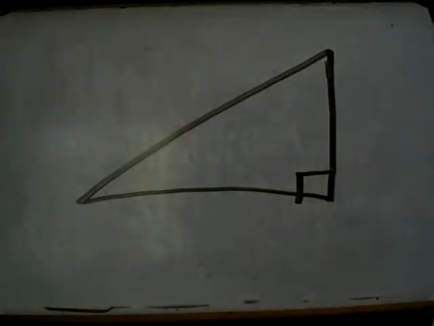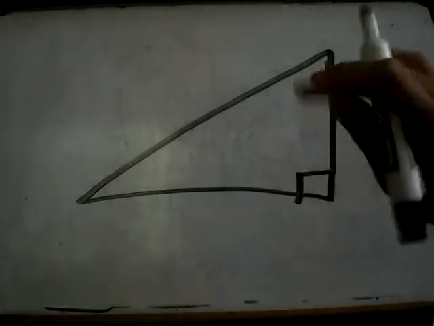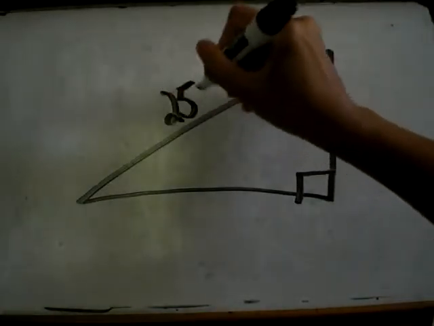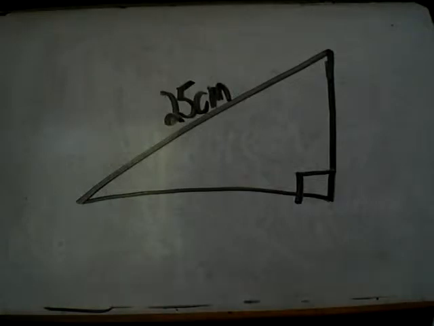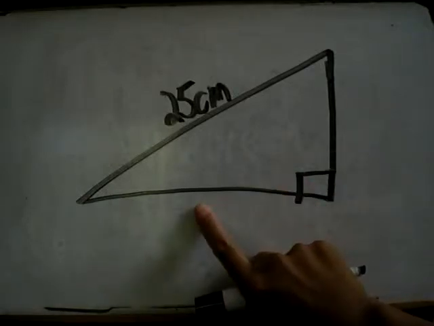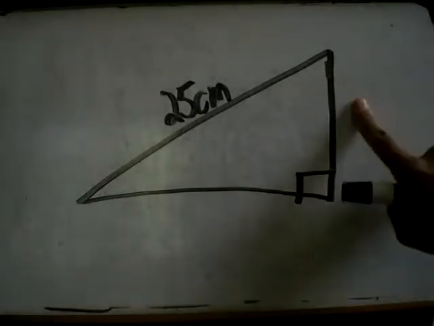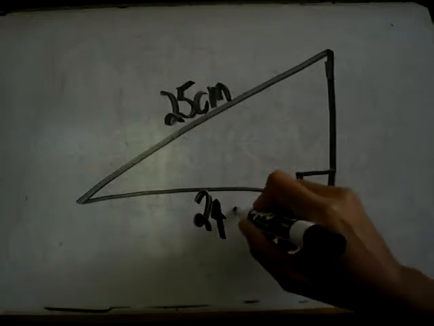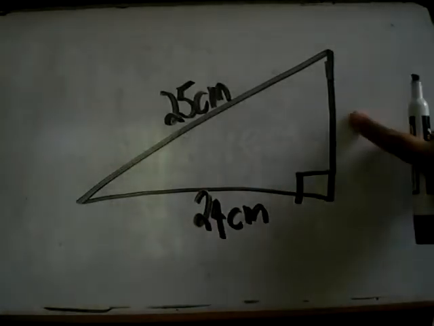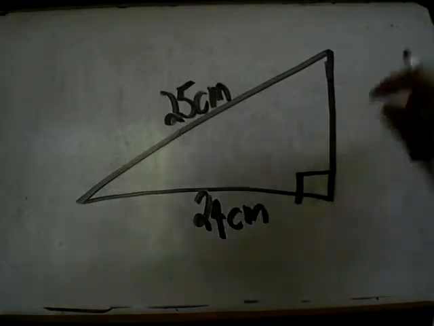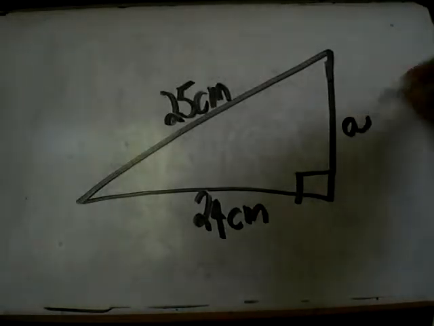So the length of one side of a right triangle is 24 centimeters. The length of the hypotenuse is 25 centimeters. Here's the hypotenuse, because it's opposite of the right angle. The first sentence said that one of the sides is 24 centimeters. It could be either this side or this side, doesn't matter. So 24 centimeters, and then this side we can make either A or B. I'm just going to make it A.